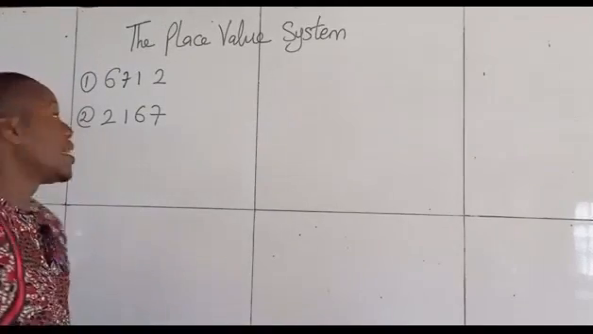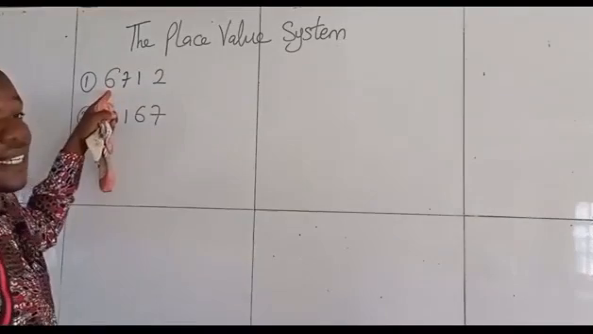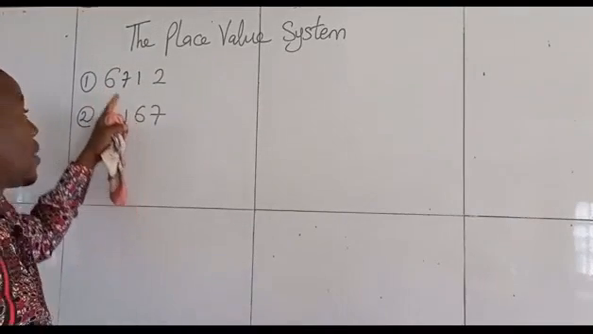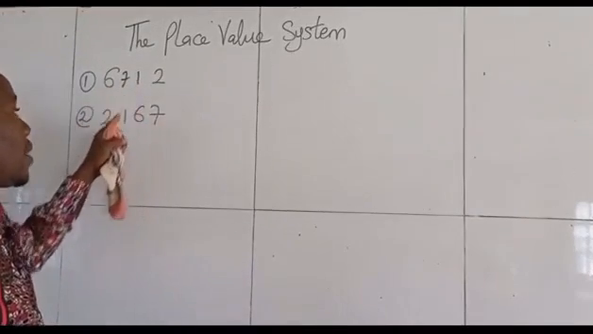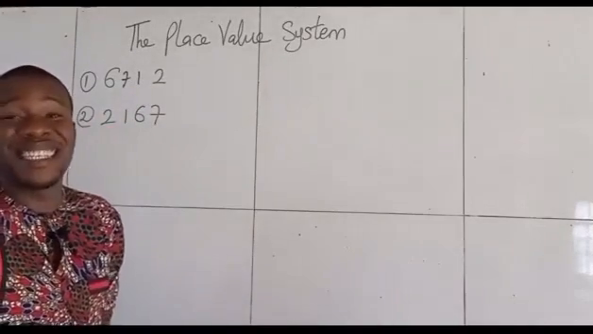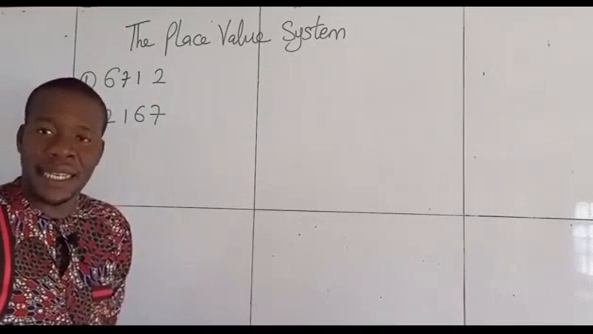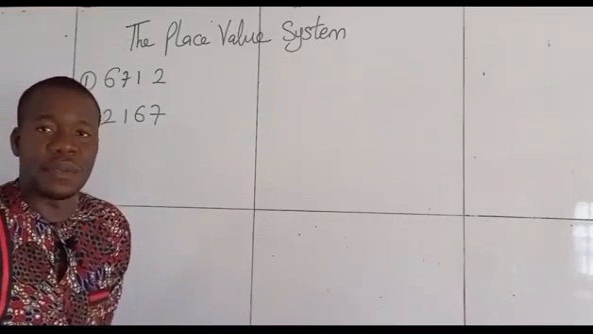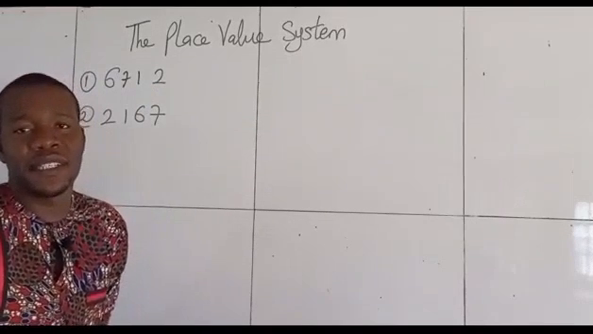You will notice that we have 6 here, we have 6 here. We have 7, we have 7, we have 1, we have 1, we have 2, we have 2. That means that these two numbers contain the same digits, yet they are different numbers. So the question is, why are they different?